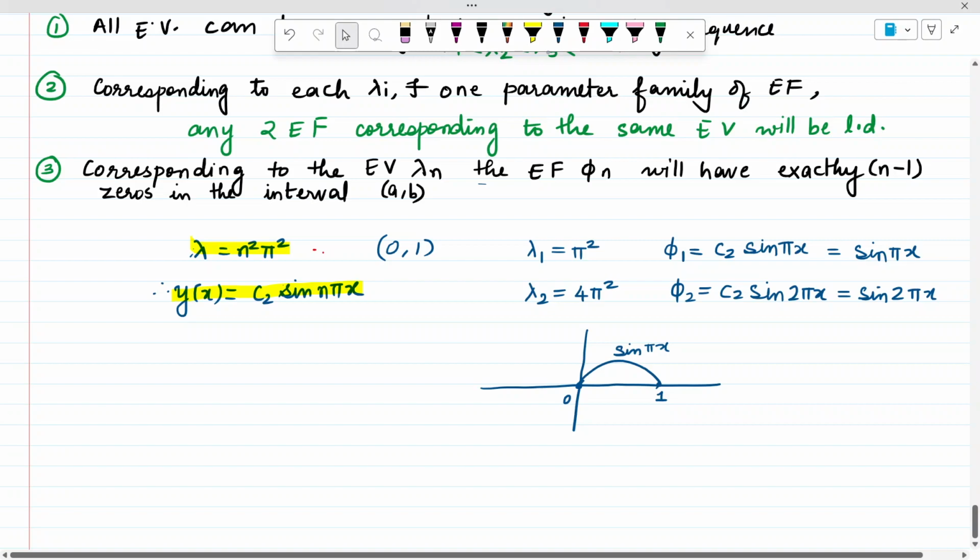Is it crossing the x-axis? Is it crossing two times? No, 0 to 1, open interval. We're talking about open interval AB. Check that. Statement number 3 is open interval.